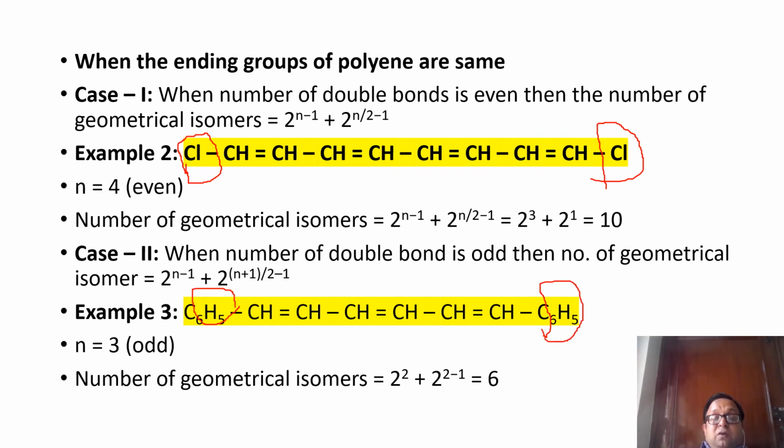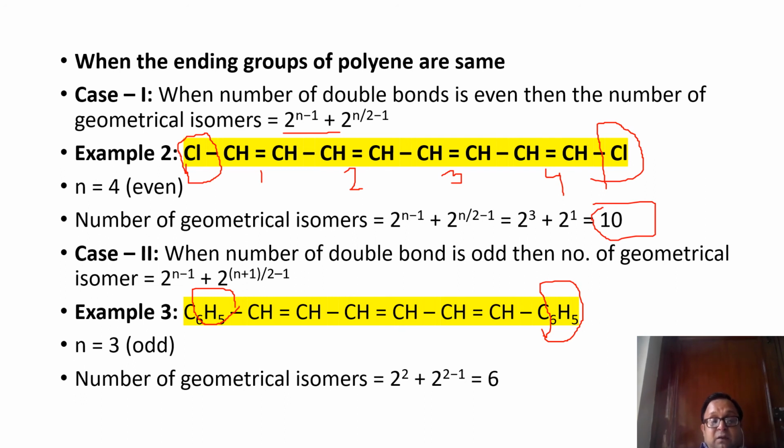Now here two more cases arise: it may have an odd number of double bonds or an even number of double bonds. If it has an even number of double bonds, say 1, 2, 3, let's count it, 4. So there are 4 double bonds. So the number of isomers will be 2 to the power n minus 1 plus 2 to the power n upon 2 minus 1. So here 4 double bonds are there, so the number of geometrical isomers will be 10.